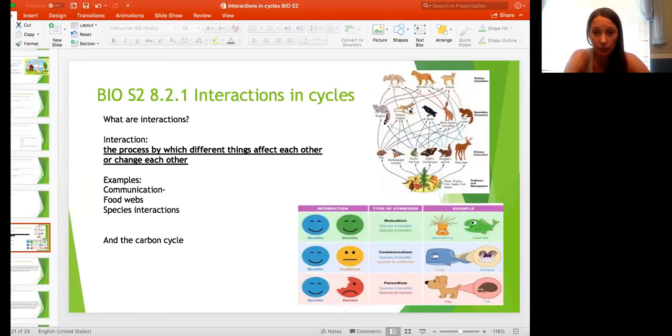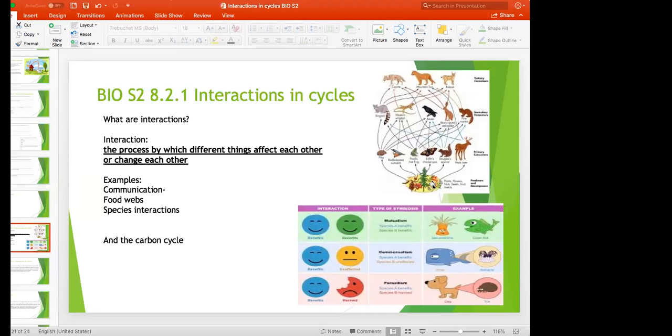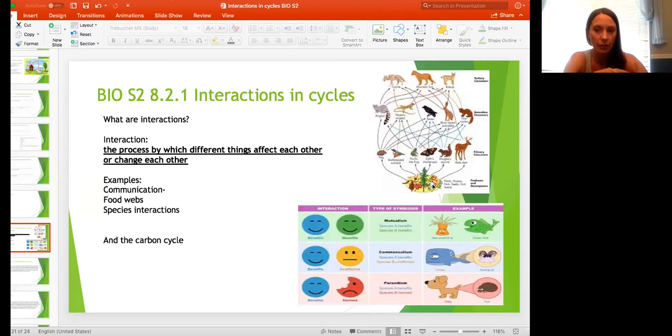Would they be affected? Yeah, they would die. So again, we're looking at interactions. If we remove one portion, we're changing the rest of it. So if we can't live without the other. That's right, exactly. We're all interacting. We all have an effect on each other.